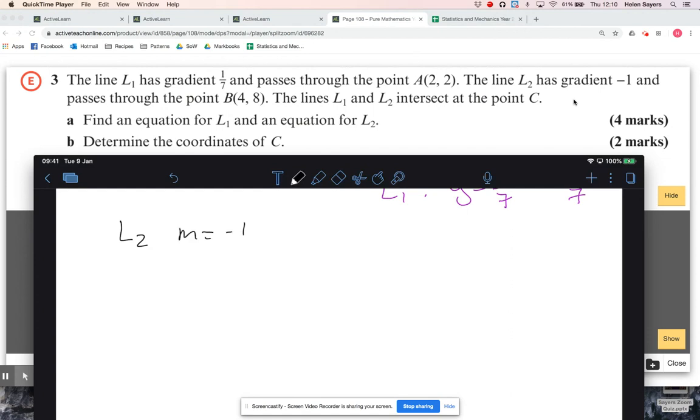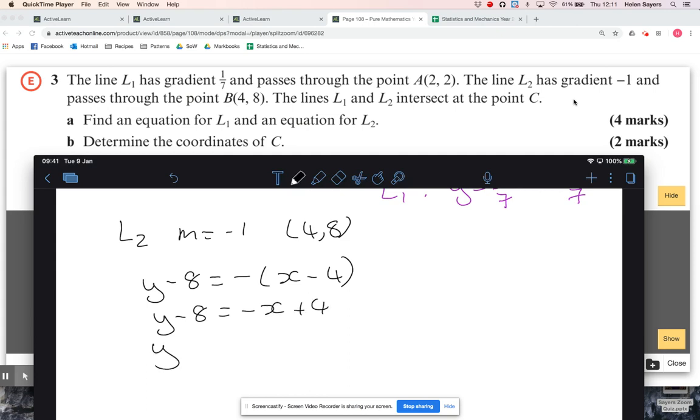So gradient is -1. It goes through the point 4, 8. So y minus my y coordinate is my gradient times x minus my x coordinate. So if I multiply those brackets through by that negative, depending on how I simplify it, I can either have y plus x minus 12 is 0, or y equals minus x plus 12. Either of those would be fine.